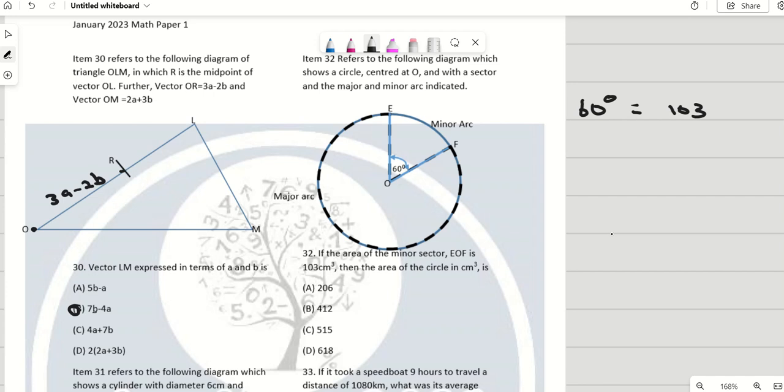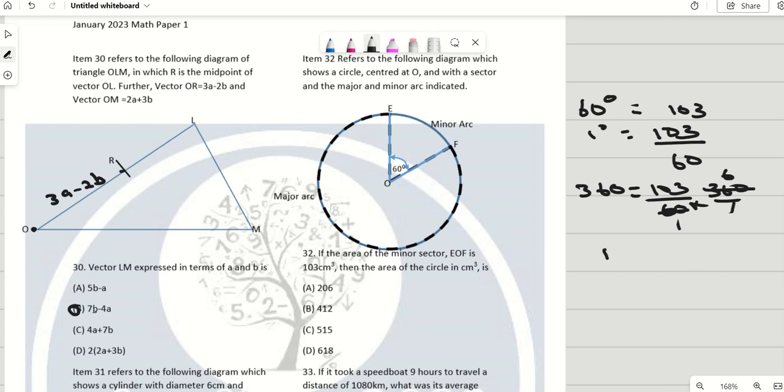The degrees is 360. So if 60 degrees is 103, then 1 degree would be 103 divided by 60. And then we want to find it for 360, which is 103 divided by 60 multiplied by 360 over 1. 360 divided by 60 is 6, right? So you get 103 multiplied by 6. Let's look at that. 103 multiplied by 6. The answer is D, but let's check it out.